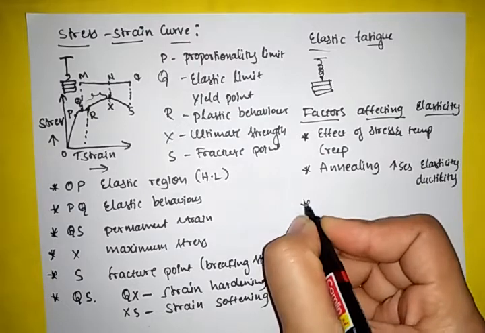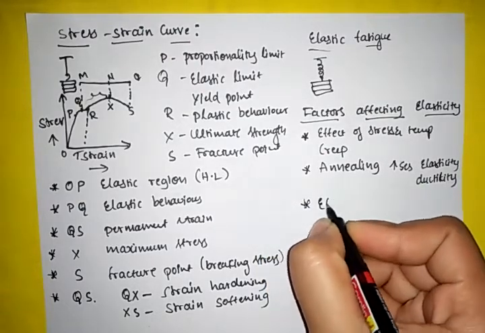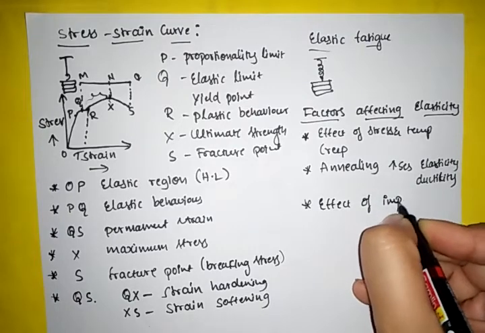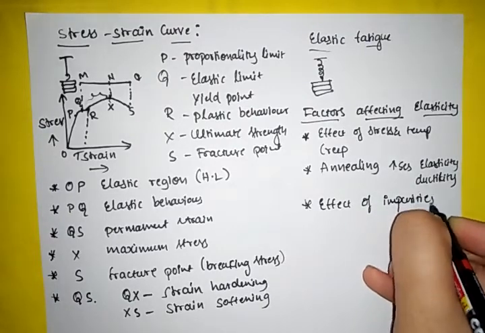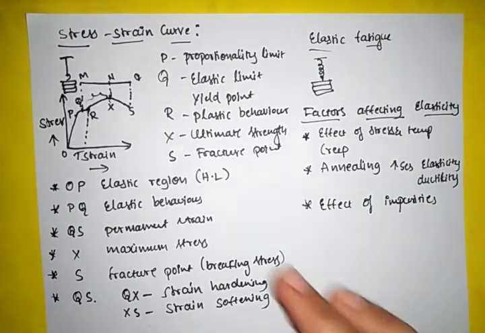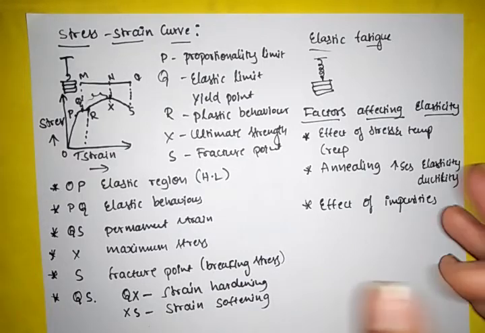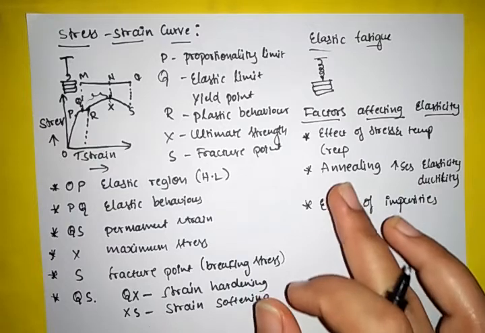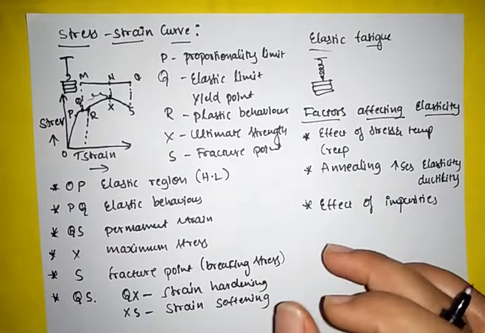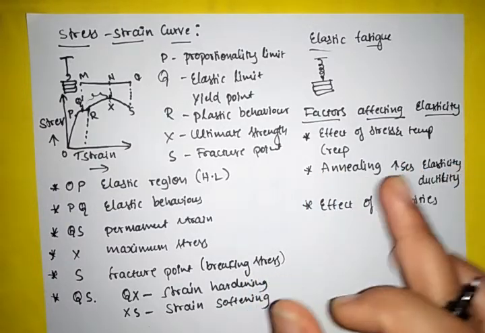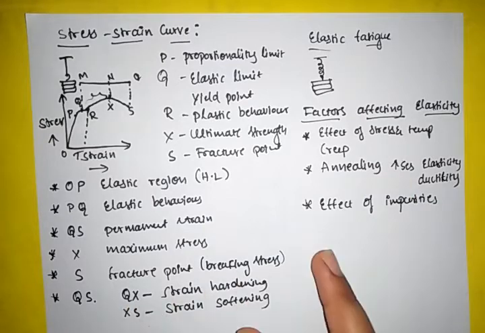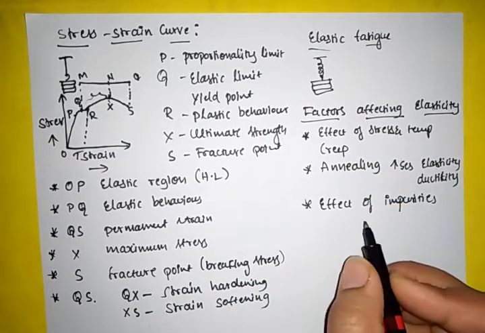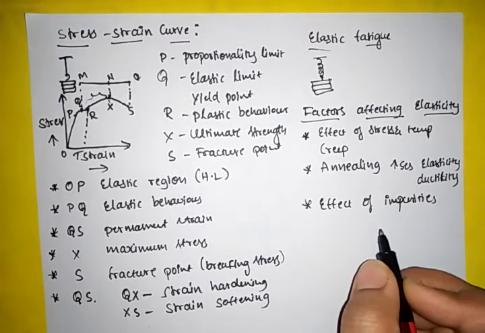Next point is the effect of impurities. The metal consists of additional impurities, right? The additional impurities in the material may either increase or decrease the elasticity, which depends on the material and the impurity.